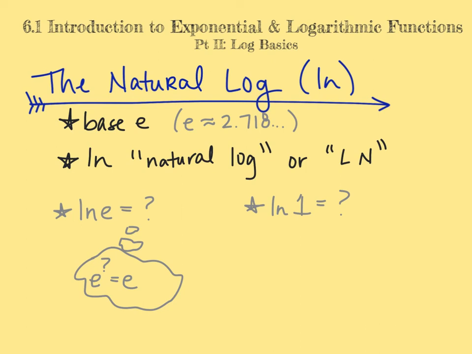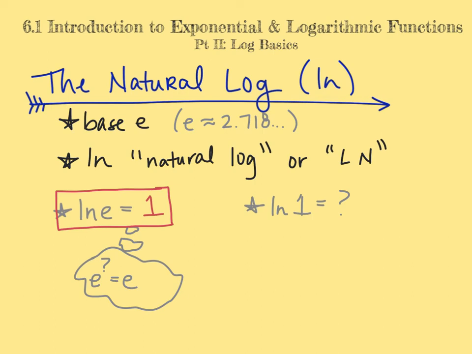Well, even though e is some interesting number, anything raised to the first power is just itself. So e to the first is e. Therefore, the natural log of e is 1. And that is a super important idea. The natural log of e is 1.